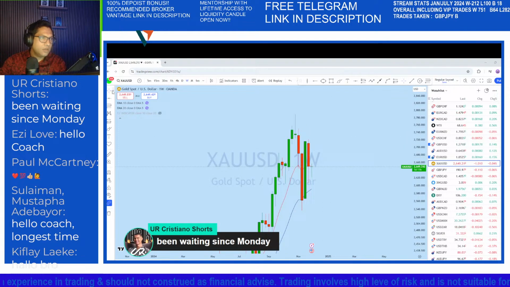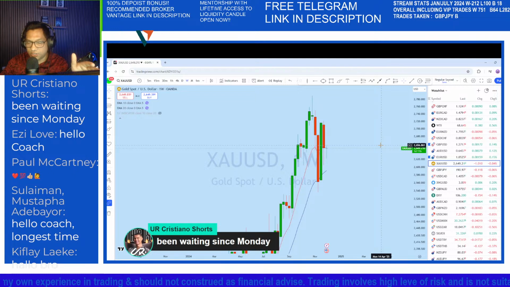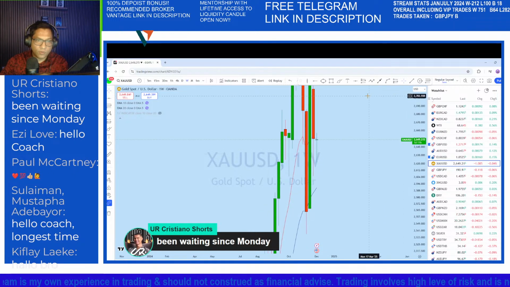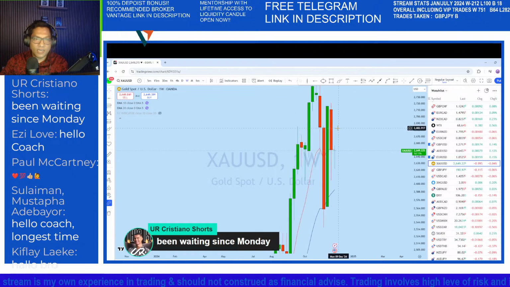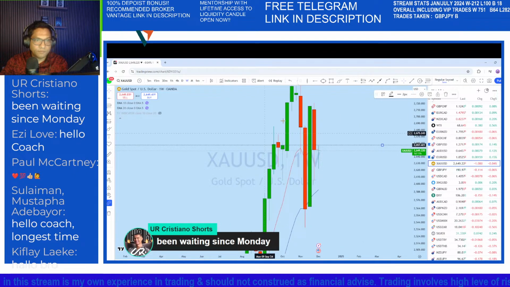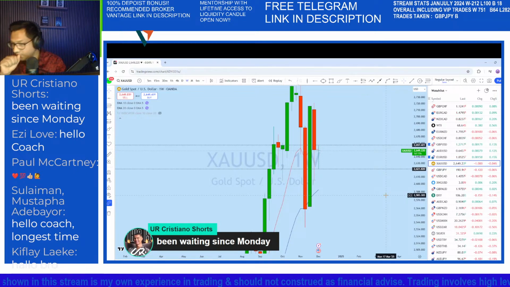Now let's see XAUUSD. This is a very narrow range. As you can see, today is Thursday, which is nearly the end of the week. If we look here, this is a resistance. This is a support.